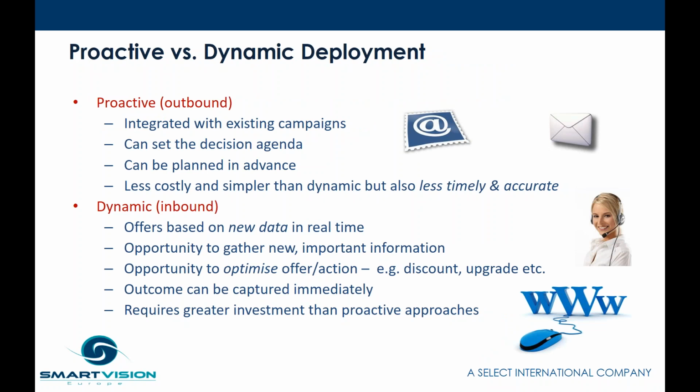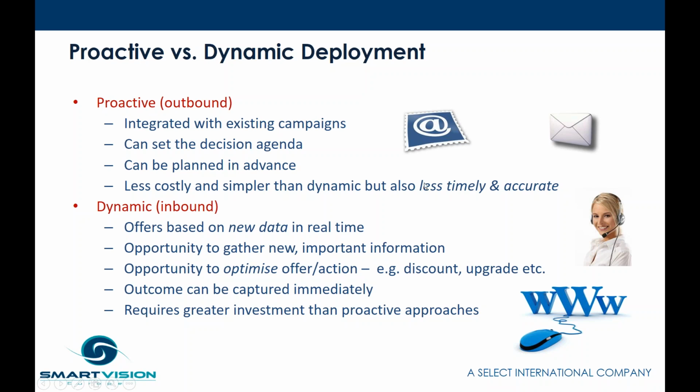So if you think about the two models of deployment of the scores, one is proactive and the other is dynamic. Okay, so the proactive one is the outbound campaign. That's where we're not waiting for the customer to contact us. We're actually sending pieces out to people in the form of email or physical mail, and we're taking the opportunity to interact with them. The advantages of that are that we can integrate them with existing campaigns. We can set the decision agenda. We can plan it in advance and say how many we're going to send out. And it's less costly and simpler than dynamic, but it's also less timely and less accurate.